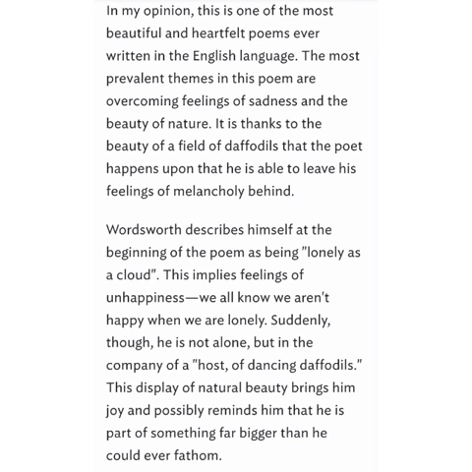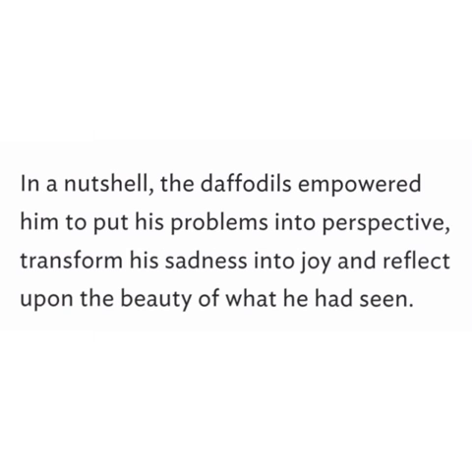Wordsworth describes himself at the beginning of the poem as being lonely as a cloud. This implies feelings of unhappiness. We all know we aren't happy when we are lonely. Suddenly, though, he is not alone, but in the company of a host of dancing daffodils. This display of natural beauty brings him joy and possibly reminds him that he is part of something far bigger than he could ever fathom.